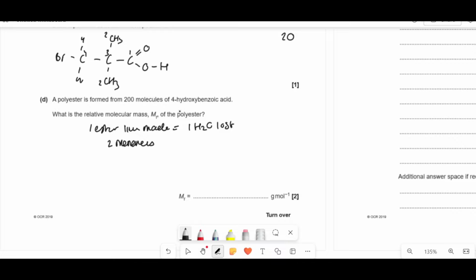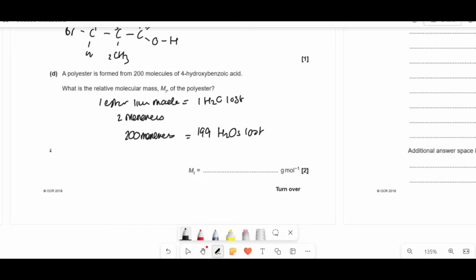So if we've got 200 molecules of these, then we're going to have 200 of these joined together, right? But each one loses one H2O. So what we're going to end up with is if two molecules loses one H2O, then 200 of these monomers, you see it's one less, it's going to be 199 H2Os lost, because the outer bonds aren't going to be open like that, if that makes sense. It's a polyester made from this. So then what you do is you work out the MR of the 4-hydroxy, whatever, right?